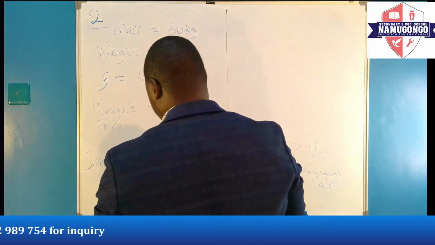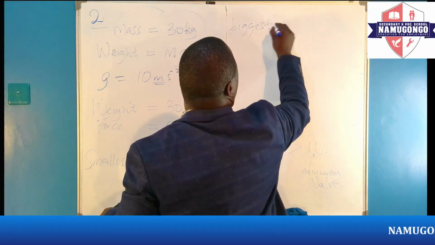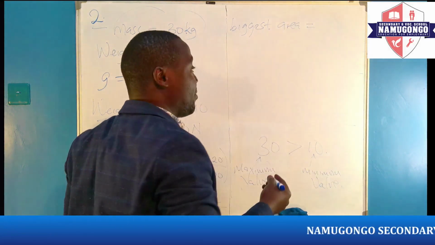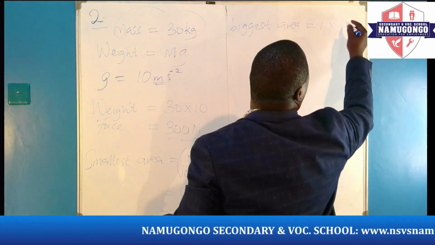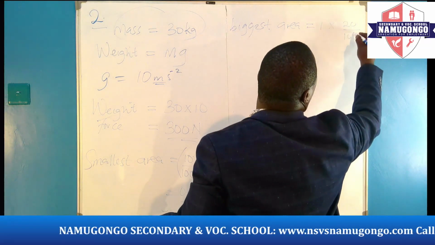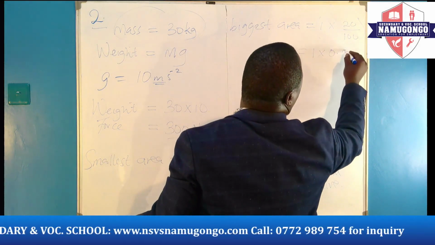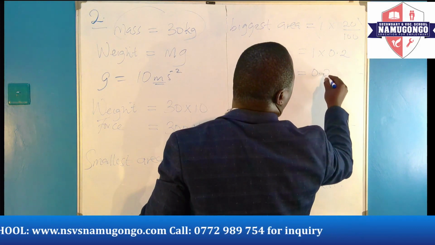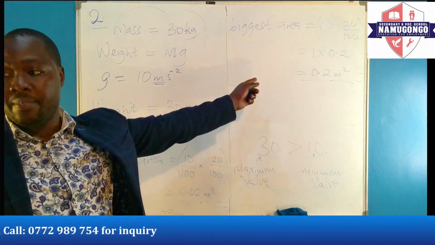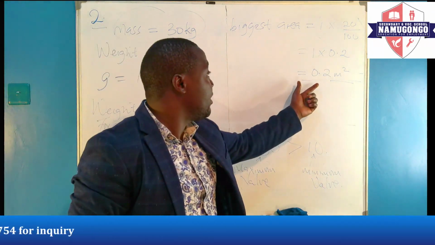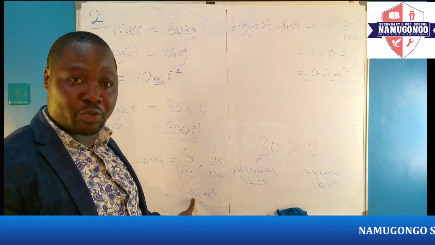Or I can first calculate the biggest area. Now the biggest area here is going to be 1 meter, because 1 meter is 100 centimeters. So I'm going to get 1 meter times 20 divided by 100. This is going to be 1 times 0.2. My answer is going to be 0.2 square meters. So you can see that these two answers for the area are different. This one is 0.2 square meters. It's very big. It's bigger than 0.02 square meters.